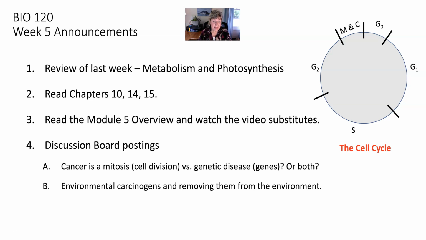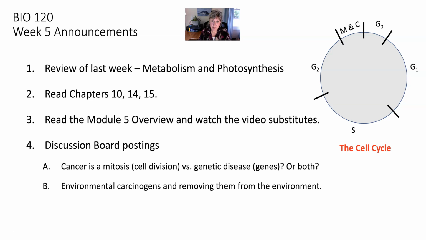All right, then you've got the gap 2 phase, or G2. G2 phase is where all the cellular machinery is made that is needed for cell division. So centrioles, I don't know if you've touched on this in any other class, because we're not going to do too much of that in here. The mitotic spindles and all that. All the cell machinery that's needed for cell division gets manufactured in G2.